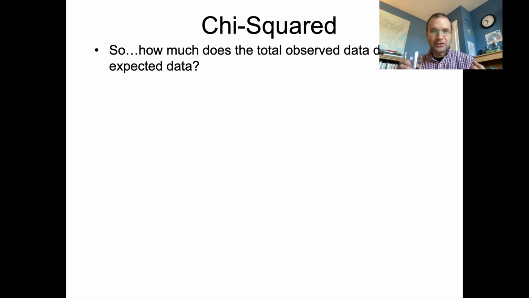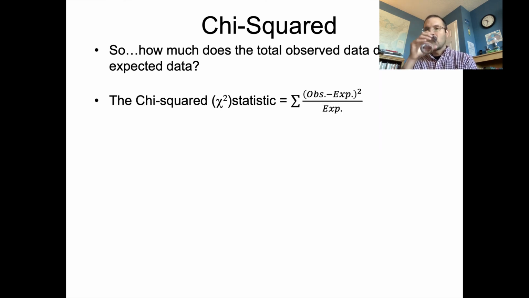How much does that total observed data differ from the expected data? The statistic we are going to calculate, whether you call it chi-squared or chi-squared, is going to be the sum of our observed values within each cell minus the expected values within the corresponding cells. Square those differences, divide them by the expected value for those cells, and then sum up all of those ratios, basically.